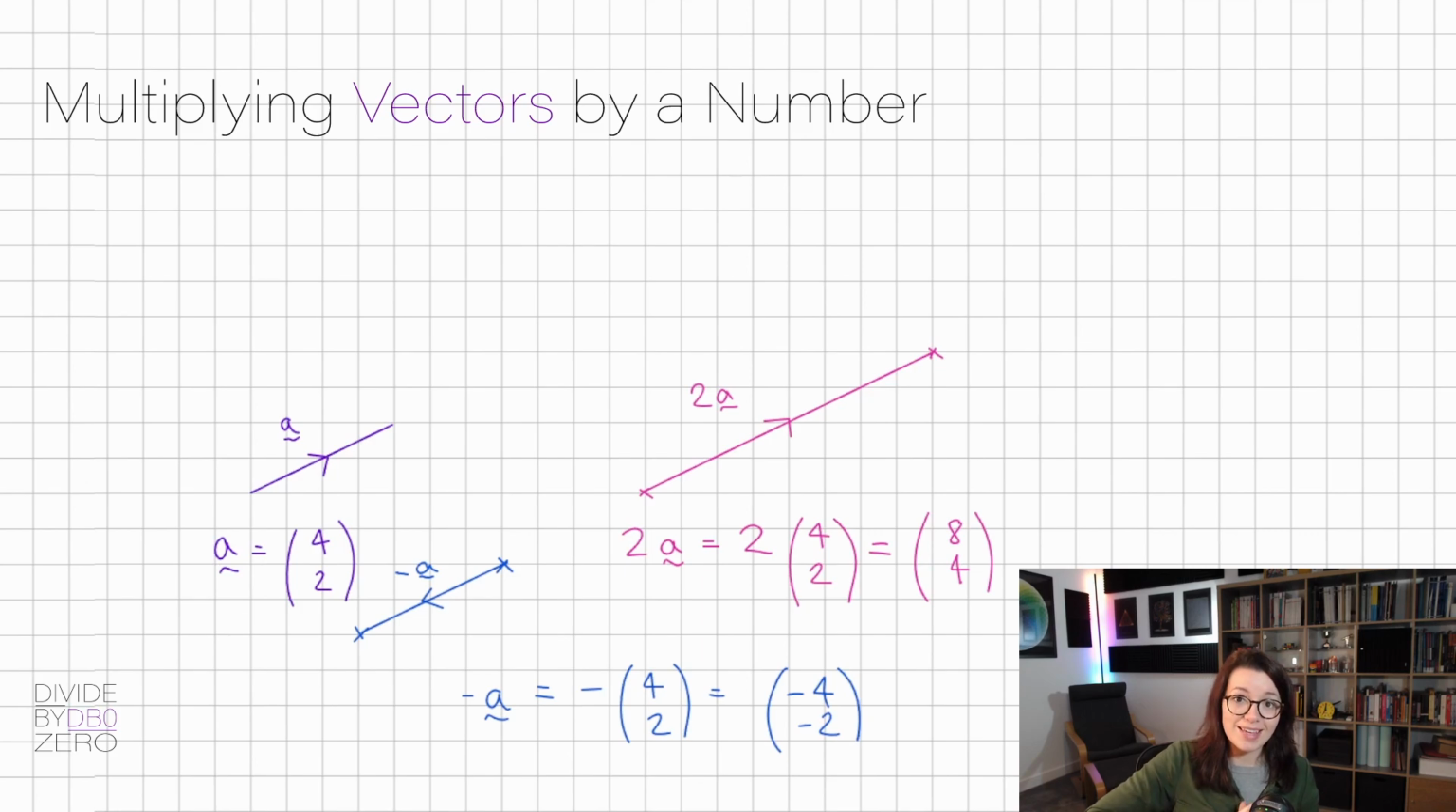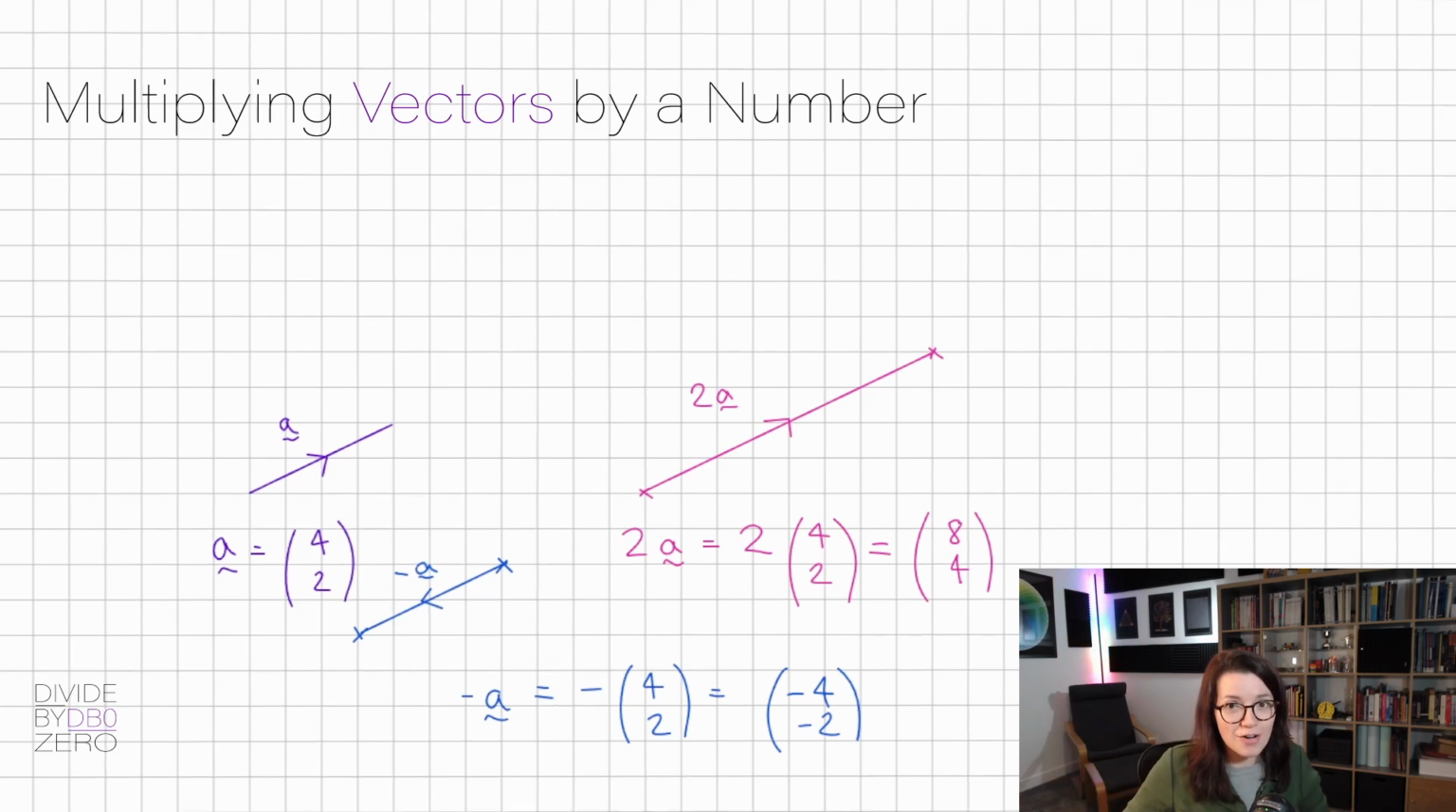So positive a is going up and to the right in our case. Negative a is therefore coming down and to the left, opposite direction. Just to finish this idea off, let's say you wanted to do -1/2 a.